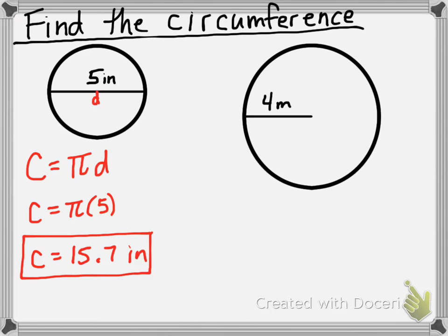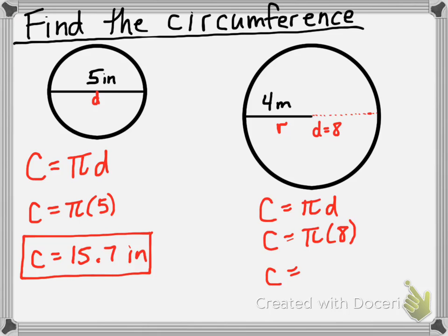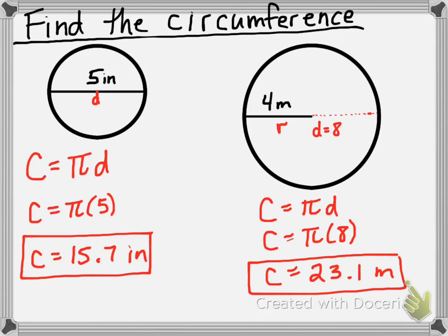On the second circle, again, I'm using a circle, finding circumference, so circumference equals pi times diameter again. But this time, it gave me the radius. Now, I could use the other formula if I wanted, but let's say I like this formula. All I have to do is figure out what the diameter would be. If I kept going across, then that would be the diameter. If it's 4 halfway, then the other half would be 4 as well, so the diameter is 8. So circumference equals pi times 8 for this circle. So it equals 23.1 meters.